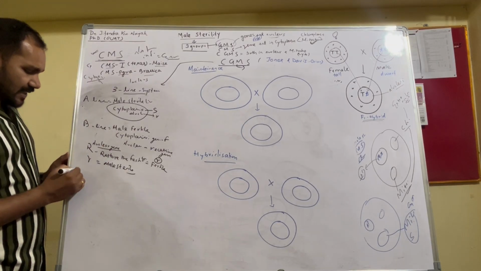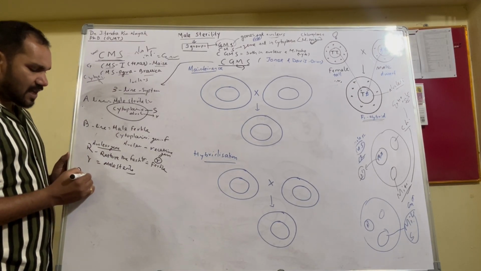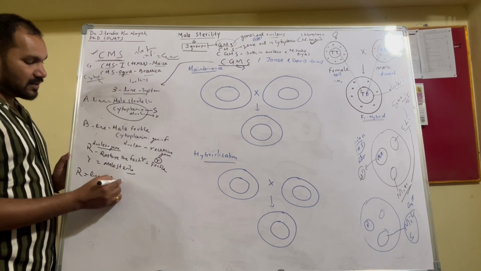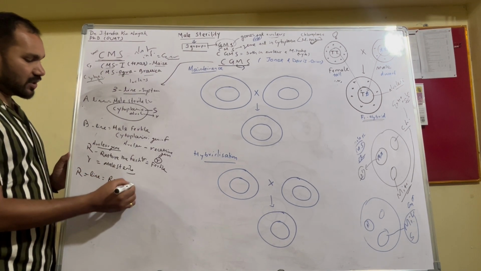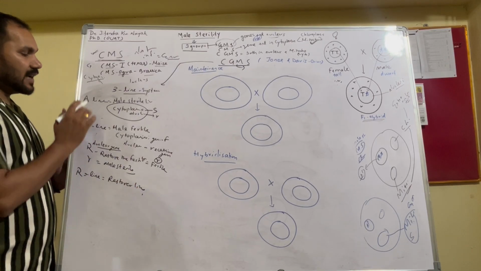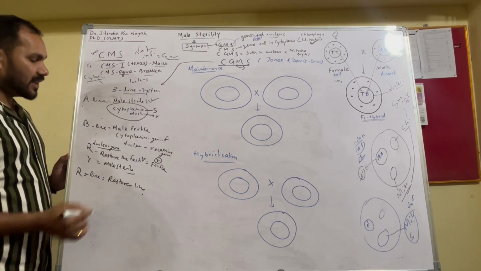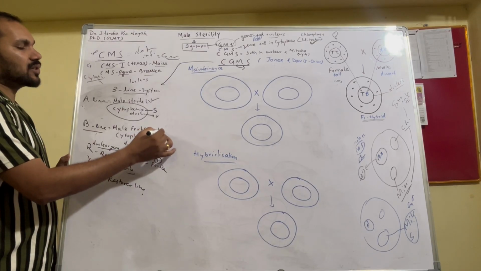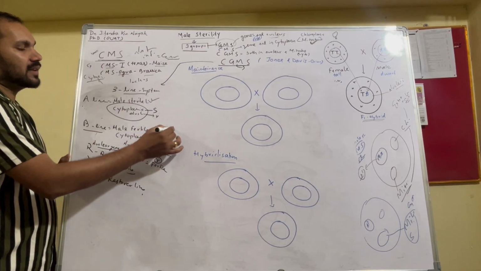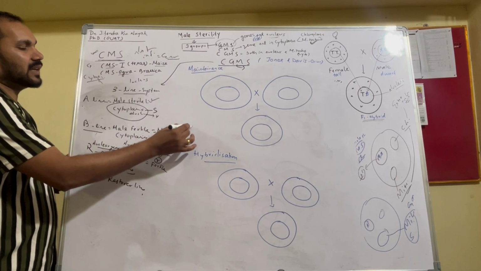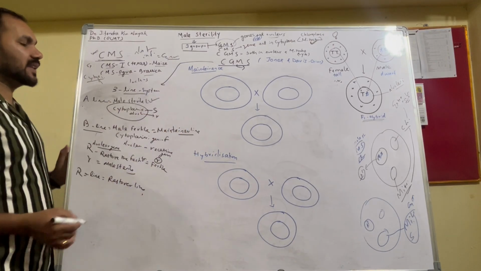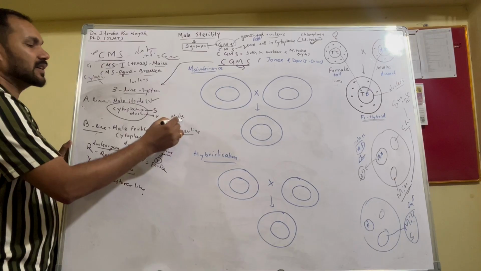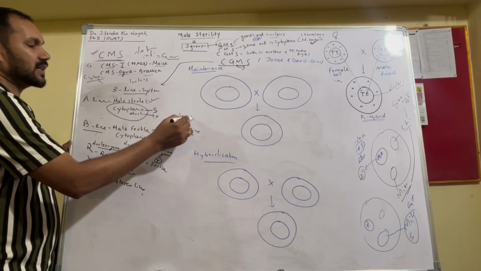Another is the R line, which is called the restorer line. The A line is called the male sterile line. The B line is the male fertile line, and it is also called the maintainer line. What does it maintain? It maintains the male sterility.